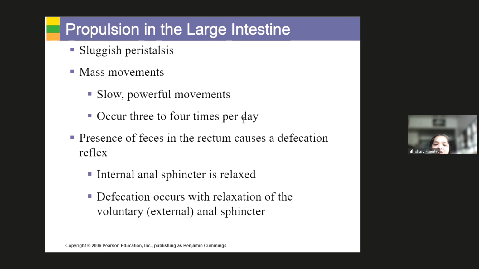Siguro nandito siya sa 3 to 4 times per day, yung mass movement niya. As they move, they facilitate absorption, reabsorption of water.